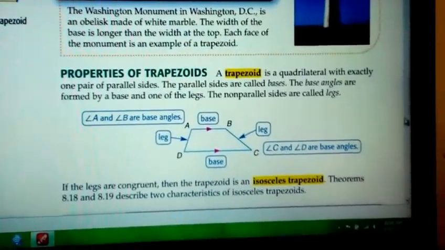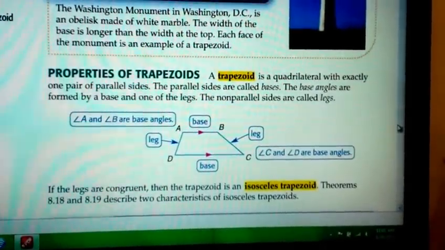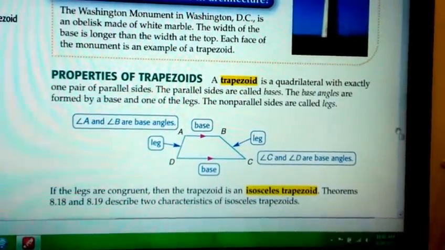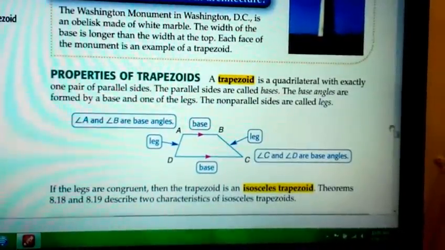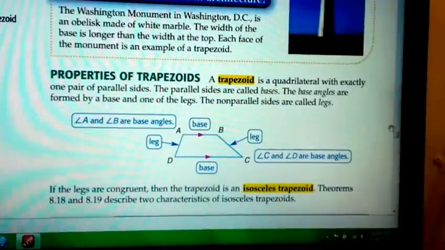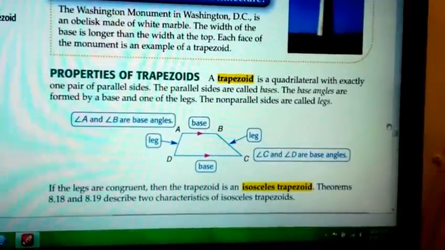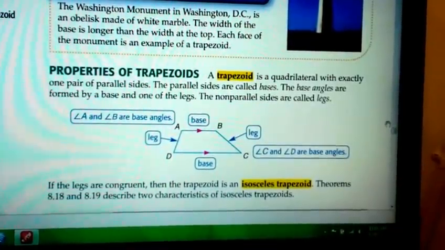A trapezoid, as you can see by the definition, is a quadrilateral with exactly one pair of parallel sides. The parallel sides are called bases. The base angles are formed by a base and one of the legs. The non-parallel sides are called legs.